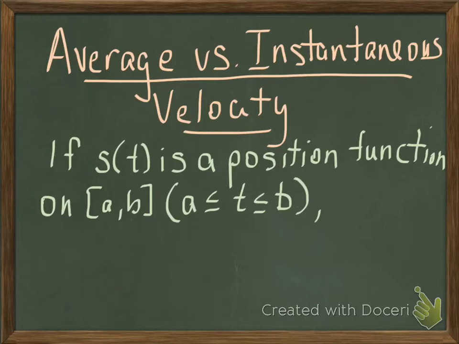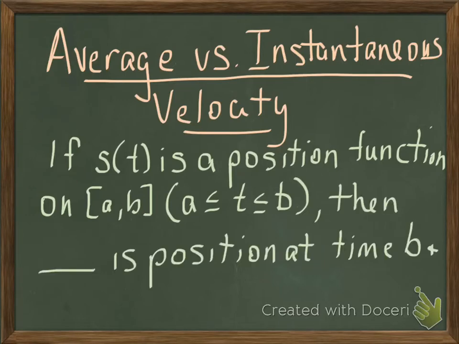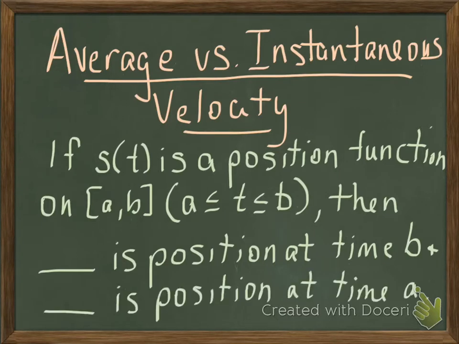This may be notation that you're unfamiliar with, but it is notation you will need to learn for this class. When I have square brackets, a comma b, that is just equivalent to saying a less than or equal to t less than or equal to b. If I have a position function on that interval, then blank is the notation for the position at time b, and the other blank is the position at time a. Take a minute, fill in those blanks, and what you should have come up with is s of b tells me the position at time b, and s of a tells me the position at time a.